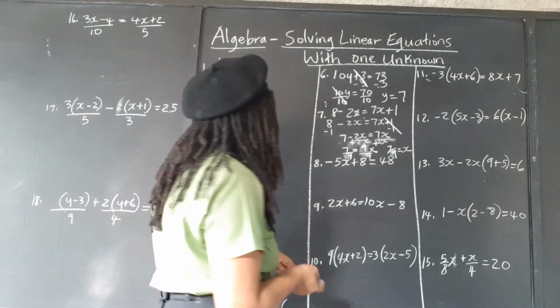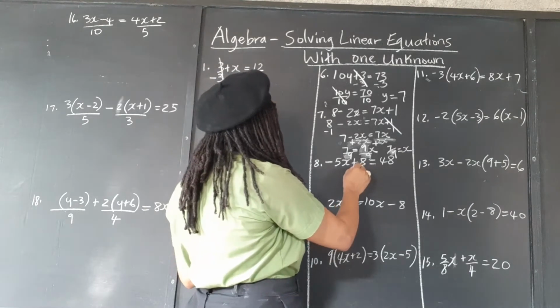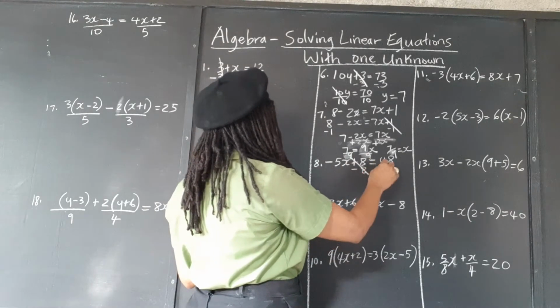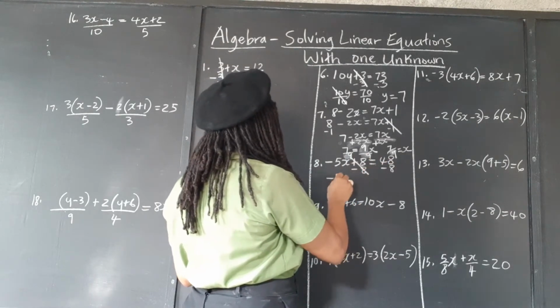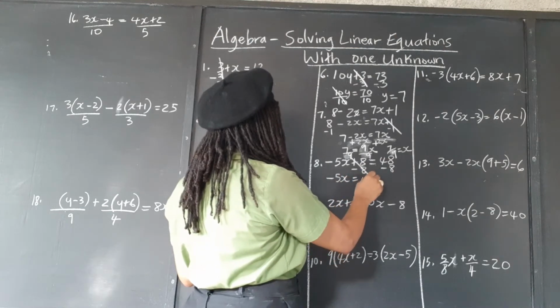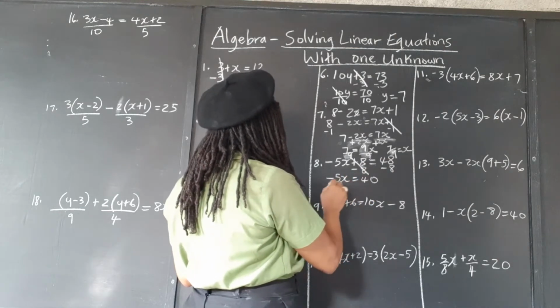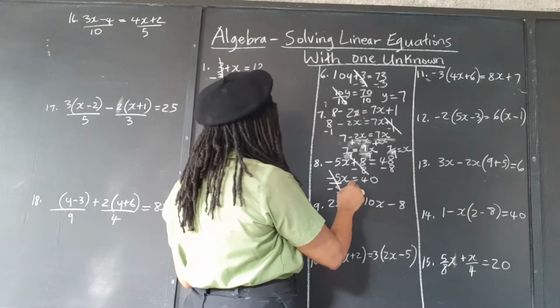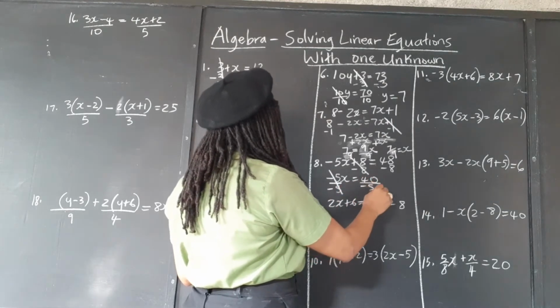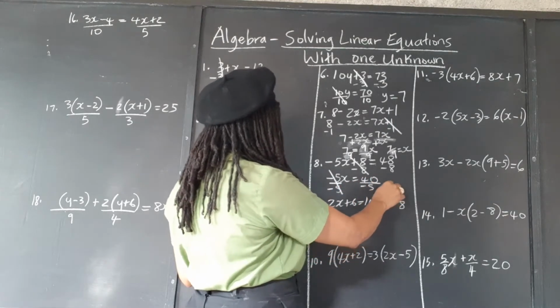Our number 8, so we're going to take 8 from both sides. So negative 5x is equal to 40. And then divide both sides by negative 5. So x is equal to negative 8.